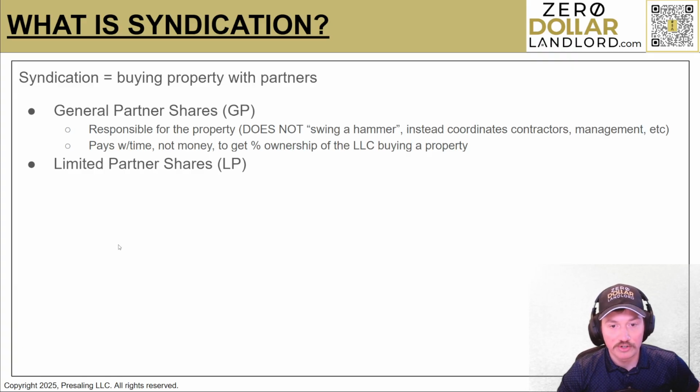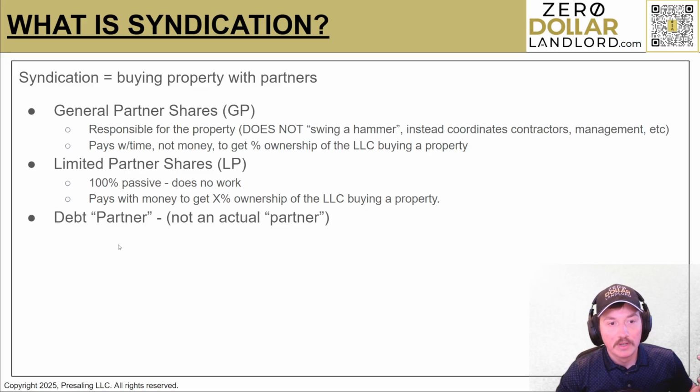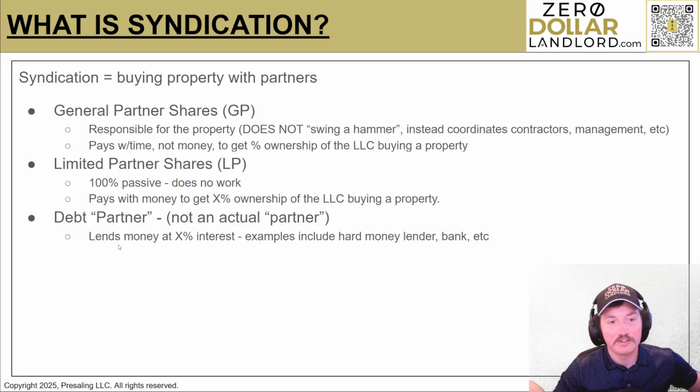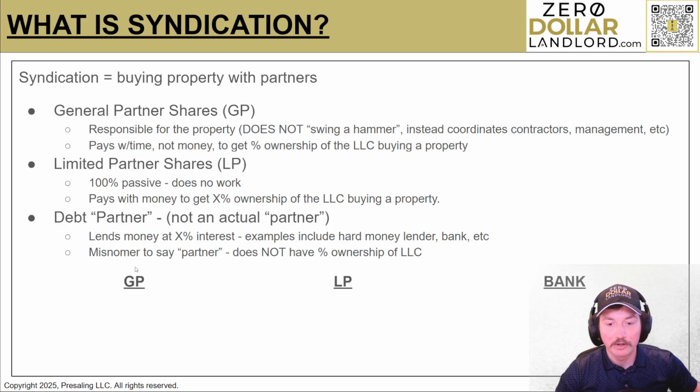Then there's limited partner shares. So limited partner shares are 100% passive. They don't do anything. They are completely hands-off. They pay money, and they get a percent ownership in return. A debt partner, you'll hear the term partner, but they're not actually a partner, is basically just a bank, and then they're going to be lending money, right? So they just lend out money at percent interest. That'd be like your Wells Fargo. That'd be anything else that you want. And again, it's a misnomer to say partner because it's not actually a partner.